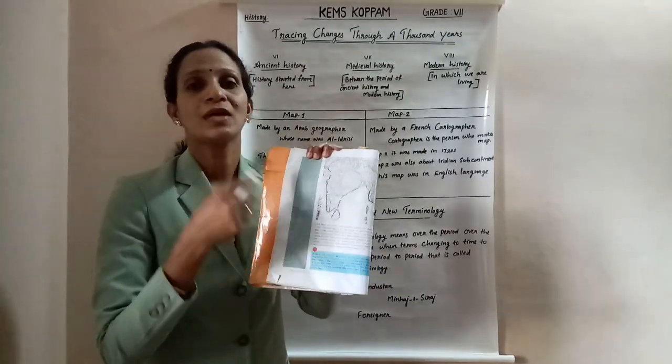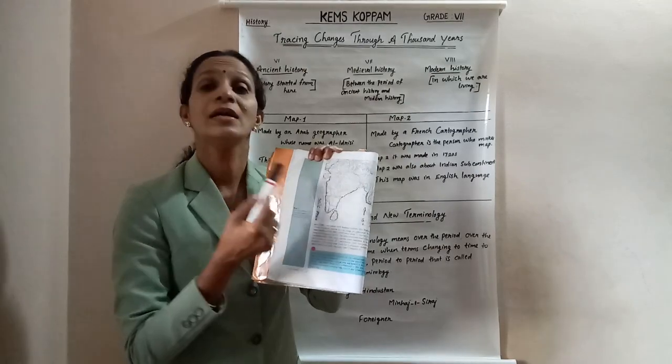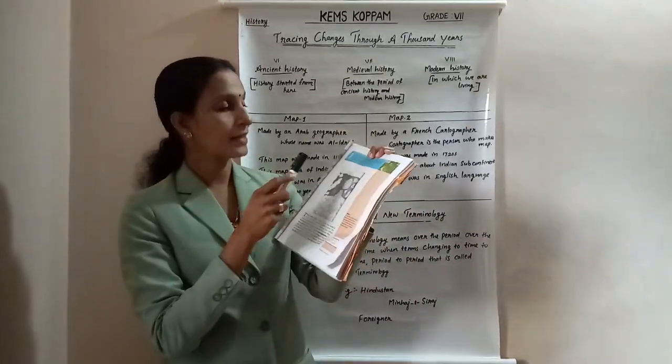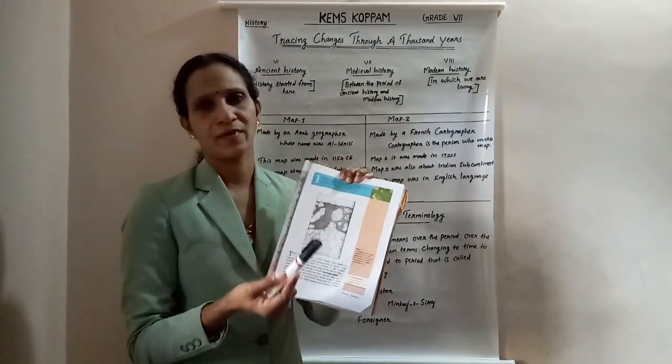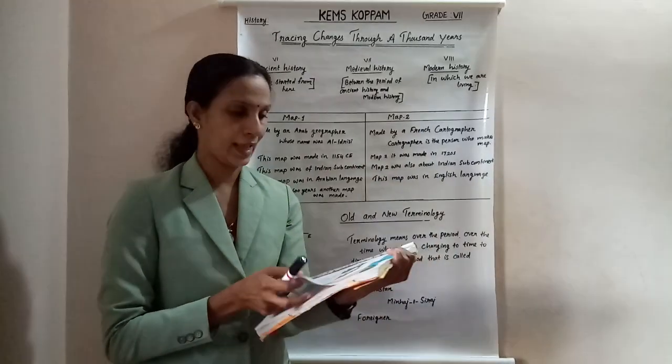And the other thing, map 2 was similar to today's map. But map 1 was totally different from our today's map. Okay, clear?